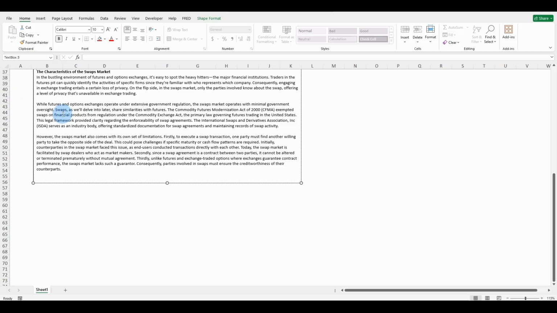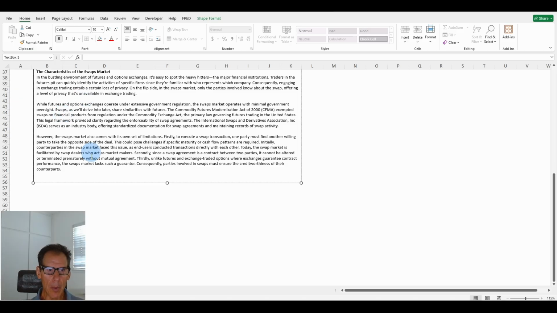The Commodity Futures Modernization Act of 2000 exempted swaps on financial products from regulation under the Commodity Exchange Act, the primary law governing futures trading in the United States. This legal framework provided clarity regarding the enforceability of swap agreements. The International Swaps and Derivatives Association serves as an industry body offering standardized documentation for swap agreements and maintaining records of swap activity. However, the swap market also comes with its own set of limitations.